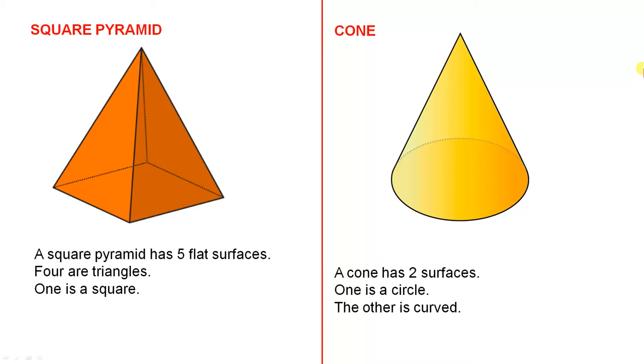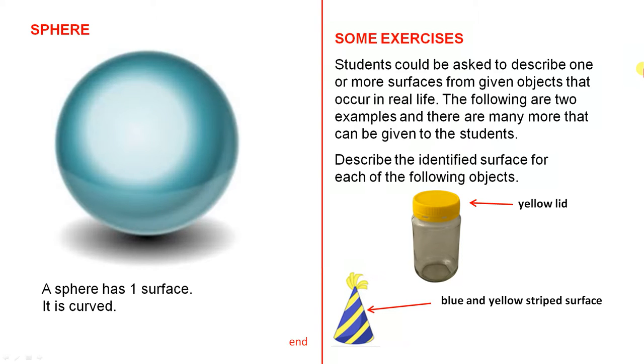The cone. A cone has 2 surfaces. One is a circle, the other is curved. The sphere. A sphere has 1 surface. It is curved. Here are some exercises we could give to students.